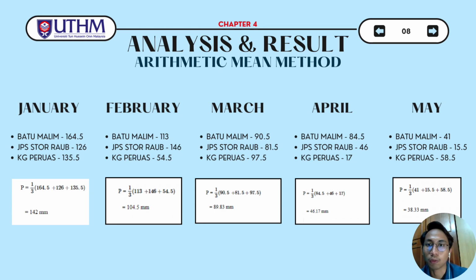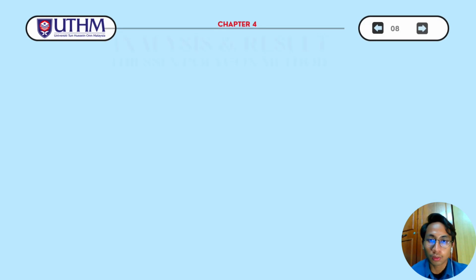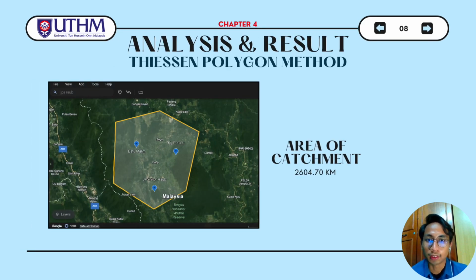So we move to chapter 4, which is analysis and result for the arithmetic mean method. For the average precipitation depth equation, we need the total rainfall for each station that we have. For January, we got 142 millimeter depth. For February, we got 104.5 millimeter depth. For March, we got 89.83 millimeter depth. For April, we got 46.17 millimeter depth, and for May, we got 58.33 millimeter depth.